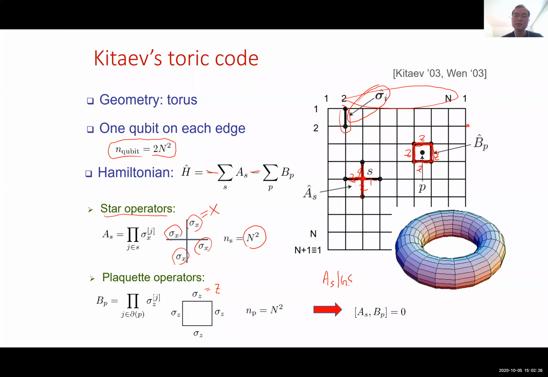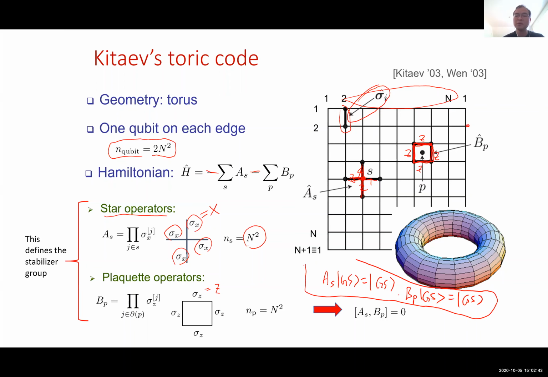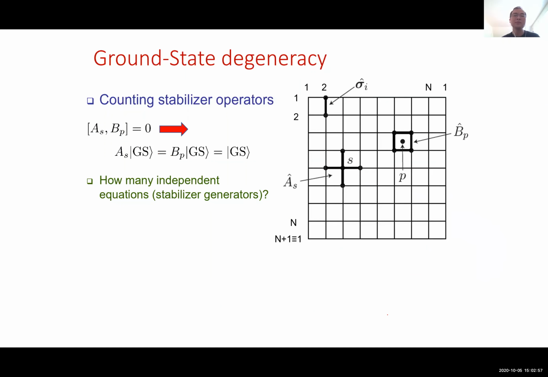The ground state would satisfy this. That means this actually defines the stabilizer group, right? Remember, these are our stabilizer operators, and they commute. That's necessary to define the stabilizer group. So one question you can ask is how many qubits we can encode. Basically, it counts how many independent stabilizer generators there are.